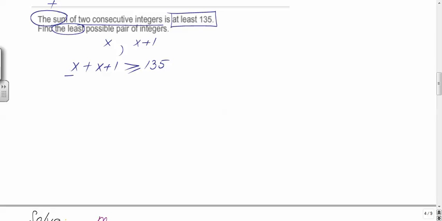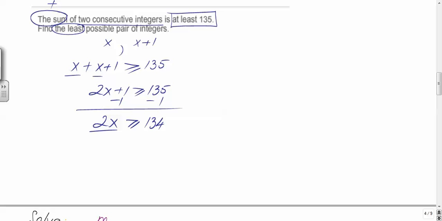Combining your like terms, 2x plus 1 greater than or equal to 135. It seems to be solved exactly the same way. You take 1 away, like in the previous problem, right? You have 2x greater than or equal to 135 minus 1, which is 134. To find your x, you will divide each side by 2. X should be greater than or equal to 134 divided by 2, which will be what? 2 goes into 13 six times, 2 goes into 14 seven times, so 67.